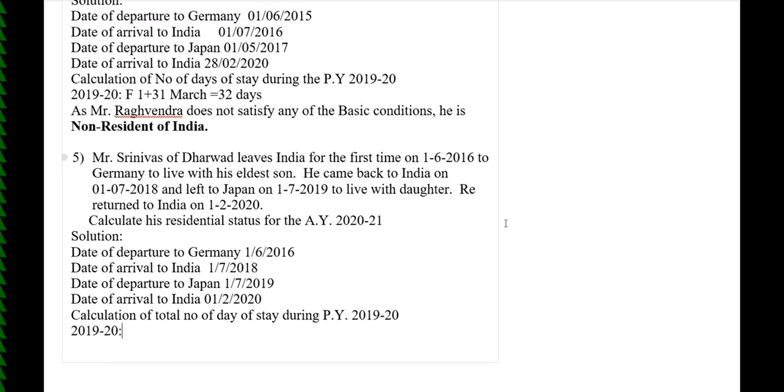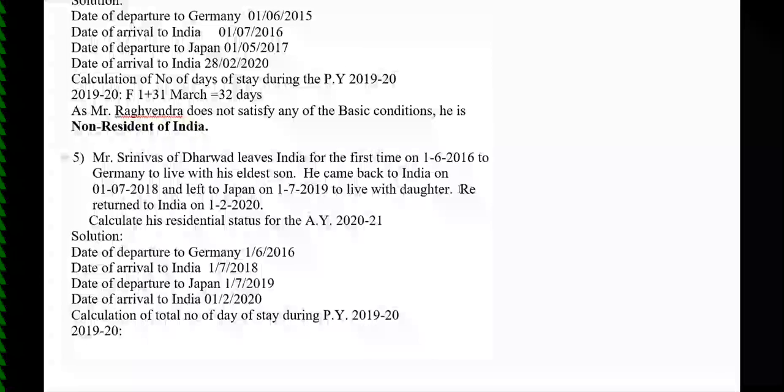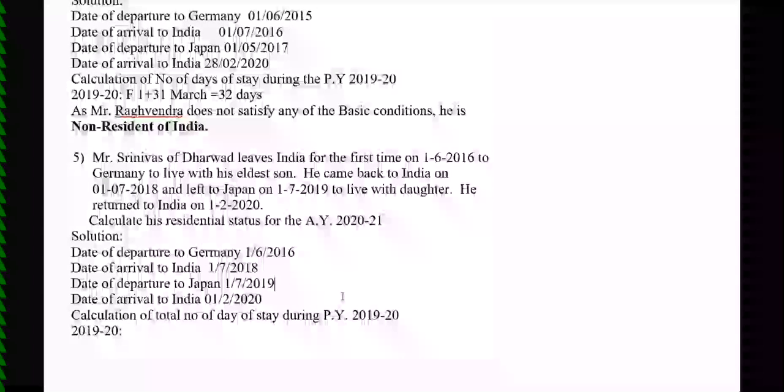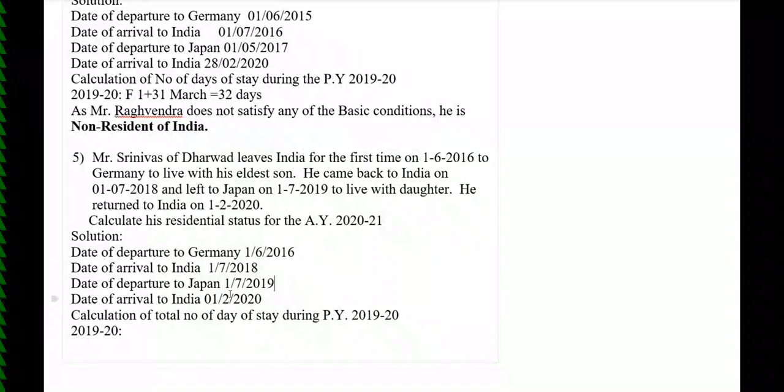So now you can see here, date of departure is 1/7/2019. So from the 1st April to 1st July 2019 he was in India itself. So now let us write down here.